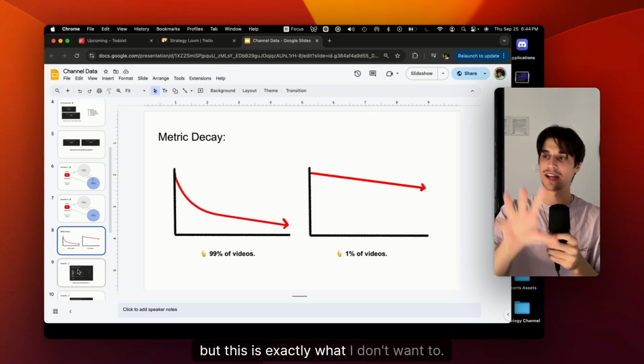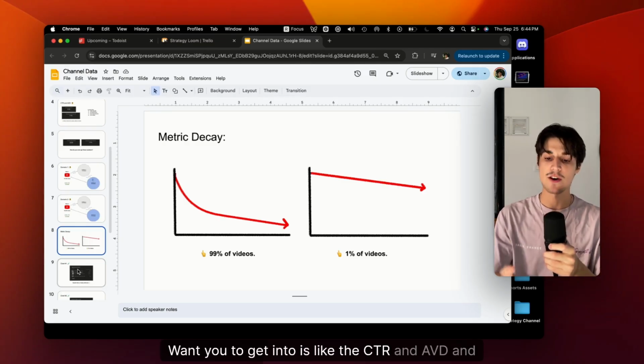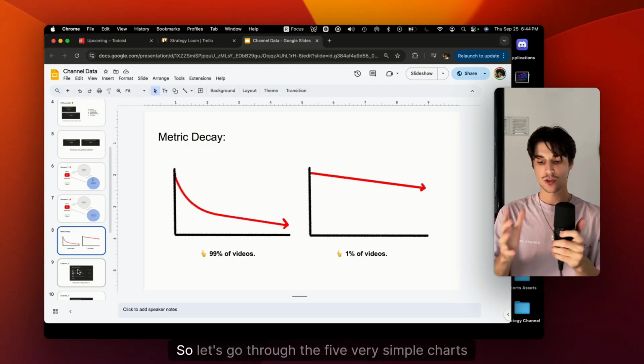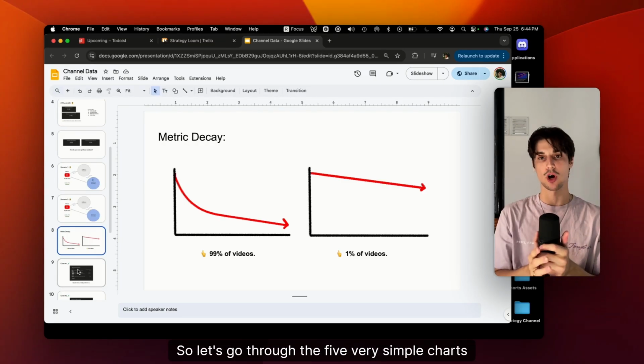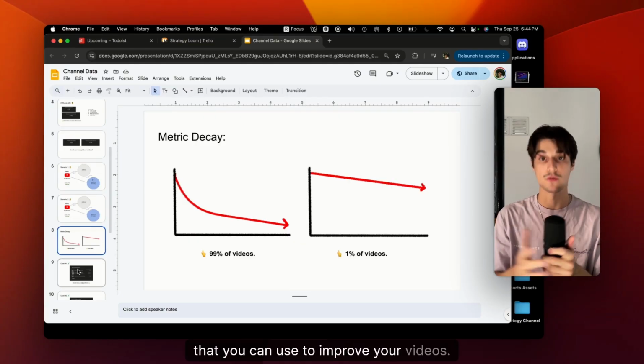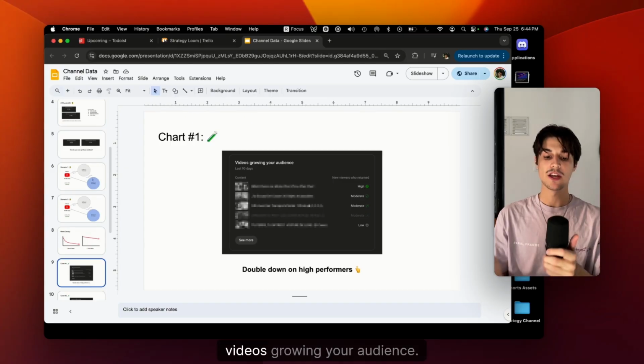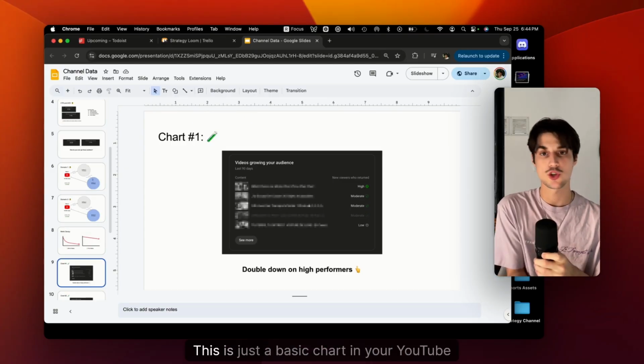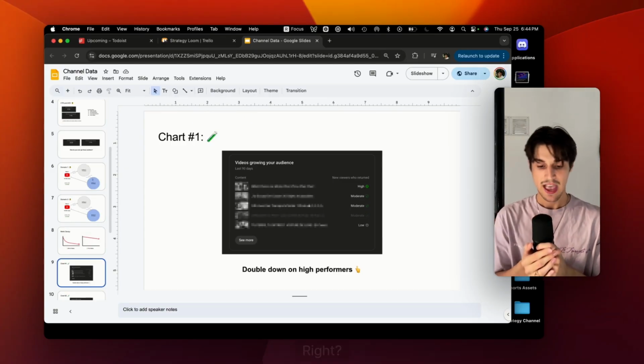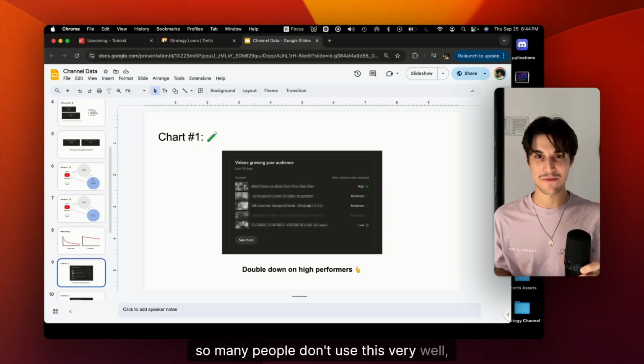But this is exactly what I don't want you to get into, the CTR and AVD and all these specific data points. So let's go through the 5 very simple charts that you can use to improve your videos. Number 1 is videos growing your audience. This is just a basic chart in your YouTube analytics, right? But so many people don't use this very well, right?